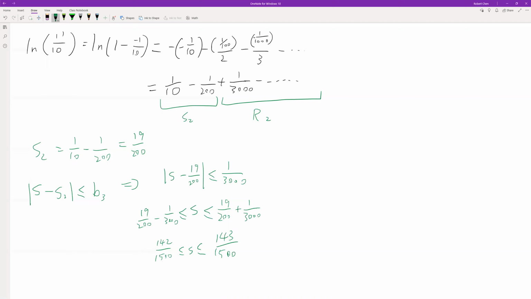So it's very close, right? We can bound that to be within a range of 1/1500. And of course, the more terms you use, the better your approximation is going to be.